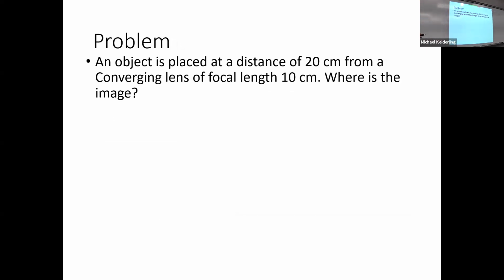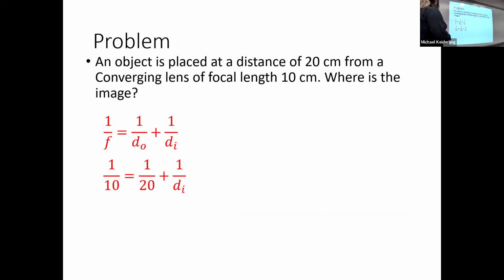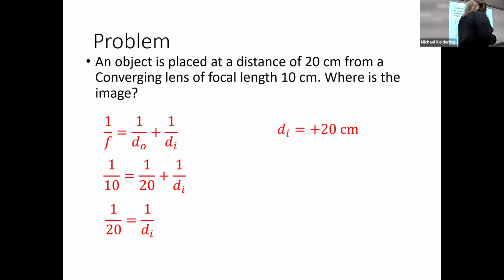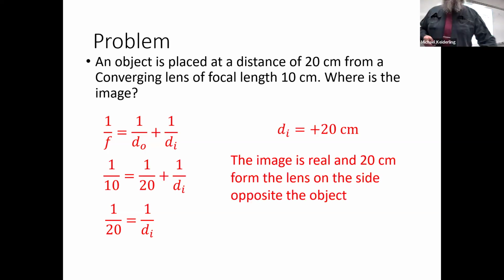So if an object is placed at a distance of 20 centimeters from a converging lens of focal length 10 centimeters, where is the image? 1 over focal length equals 1 over DO plus 1 over DI. So 1 over 10 equals 1 over 20 plus 1 over DI. 1/10 minus 1/20 is 1/20. That equals 1 over DI. So DI is at plus 20 centimeters. And because the distances are the same, the image will actually be the same size as the object. Image is real, 20 centimeters from the lens on the side opposite the object.